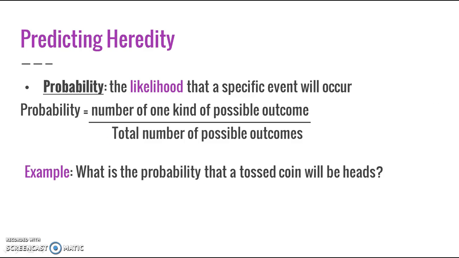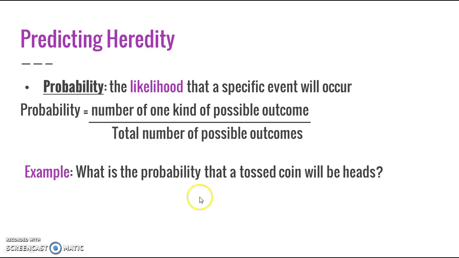Oftentimes in our study of heredity, we like to make predictions about potential offspring from mating events. And we use what's called probability or a likelihood that a specific event will occur. Mathematically, probability equals the number of times the possible outcome can happen over the total number of possible outcomes. Well, that's a little strange sounding.